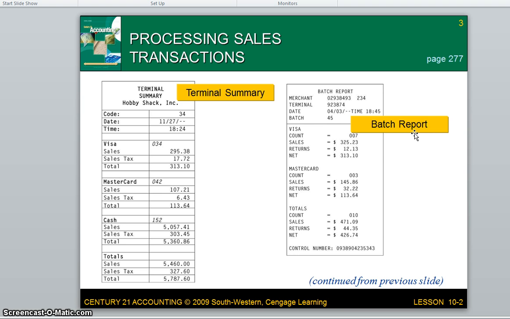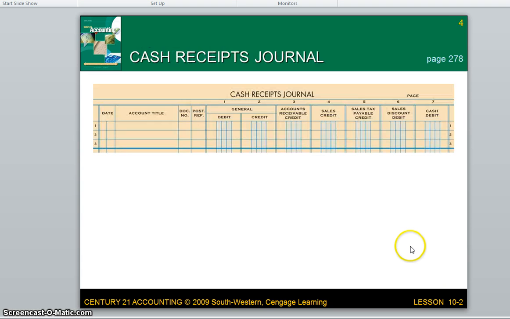If you've ever worked at a fast food or a retail establishment, usually a batch report is done for all credit card sales. Again, here's Visa, MasterCard, and then the totals for the day for those. This is what our cash receipts journal is going to look like, very similar to our cash payments from Chapter 9. We have the general debit and credit. We have this time accounts receivable credit, money coming in. Sales credit, our sales for the day that we made. The sales tax, our sales discount if we give somebody a discount for paying us early. And then the cash debit, money we're bringing in.